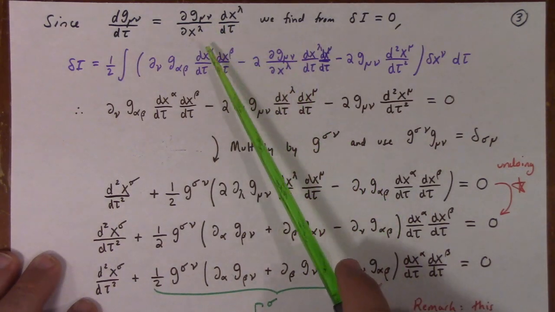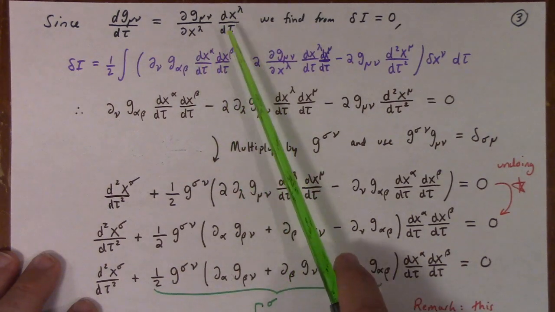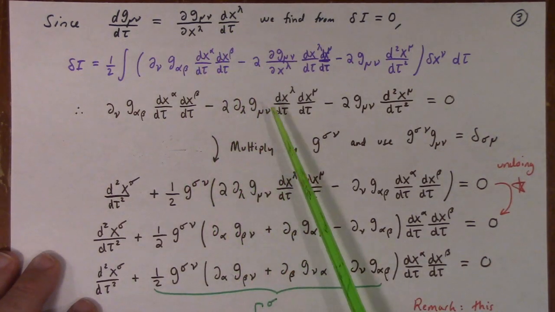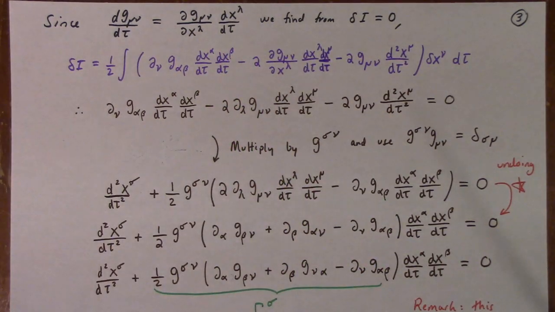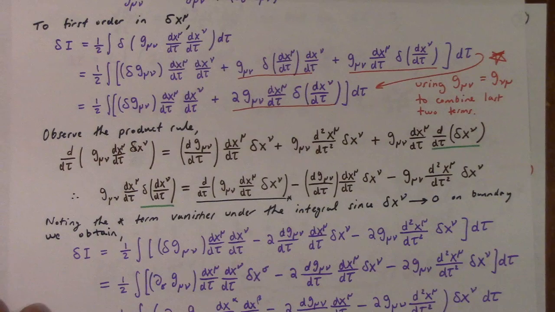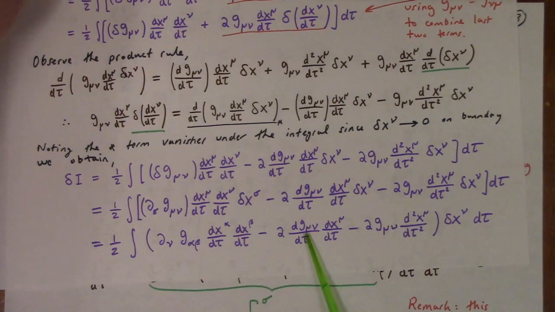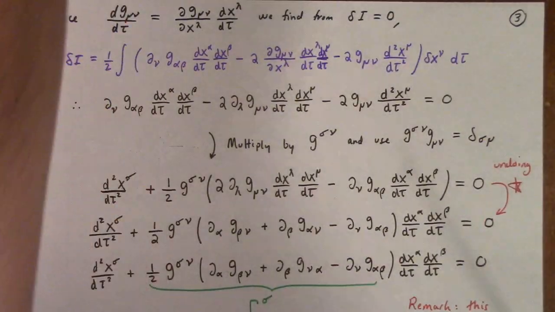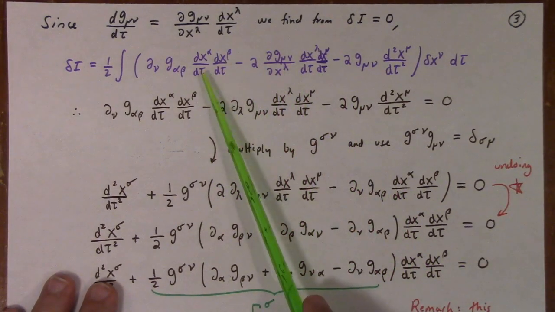I had a dg mu nu d tau on the previous page, and now I'm trading it for one of these. I'm trying to remind you guys, remind myself where it came from. So this one right here, that one in the middle, I'm expanding by the chain rule at the top of here, like so. Now I've got velocity.